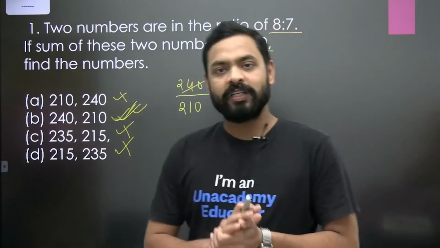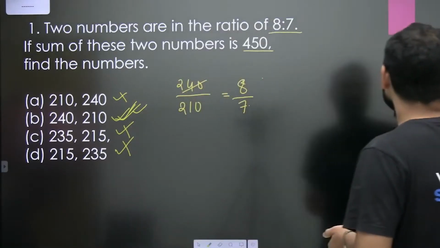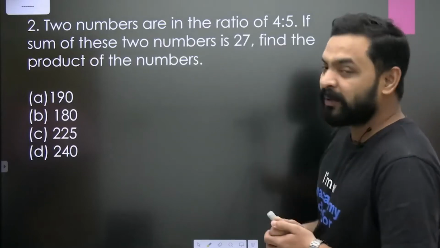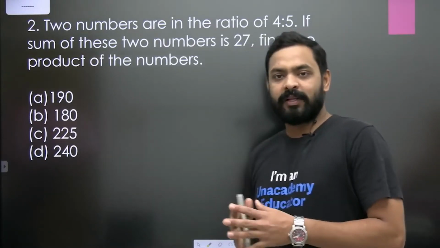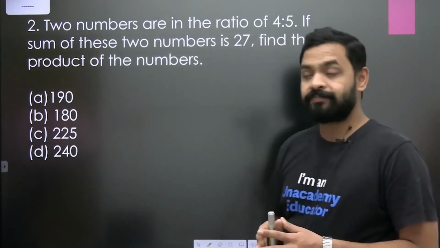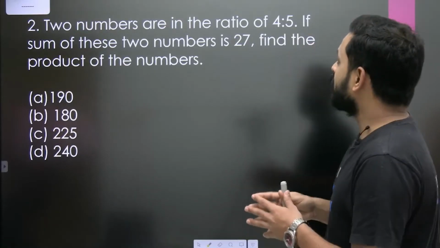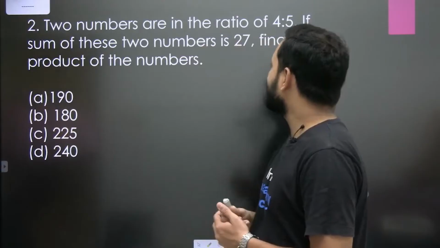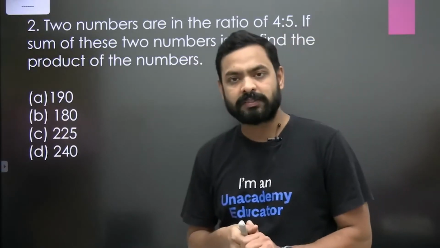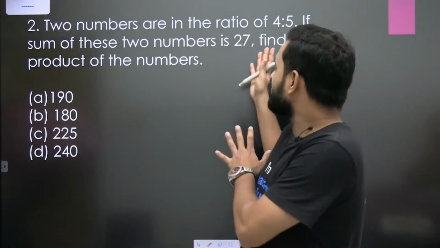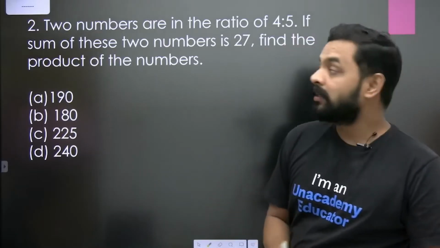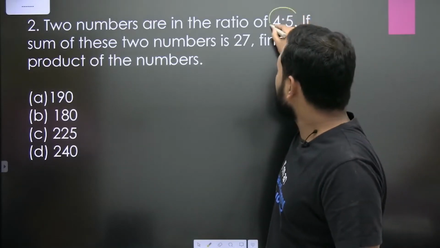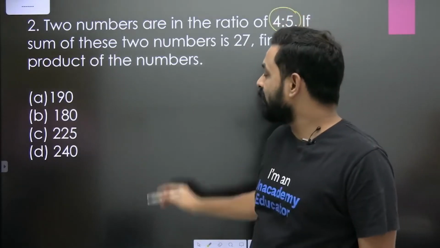Now let us move on to the second question. Please try and solve. Meanwhile, I'll explain it as well. Please, you can pause the video. 2 numbers are in the ratio 4:5. If the sum of these 2 numbers is 27, find the product of the 2 numbers. Now, the numbers' ratio is 4:5, right?